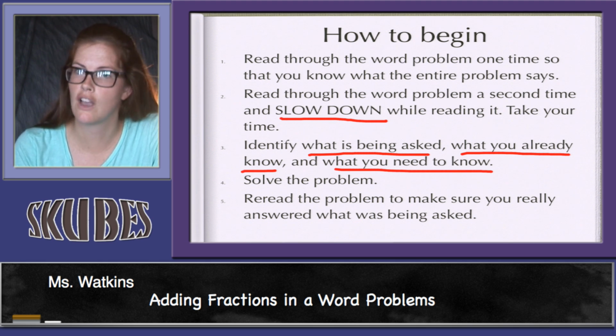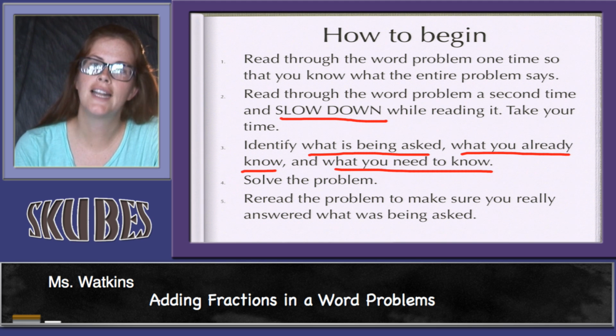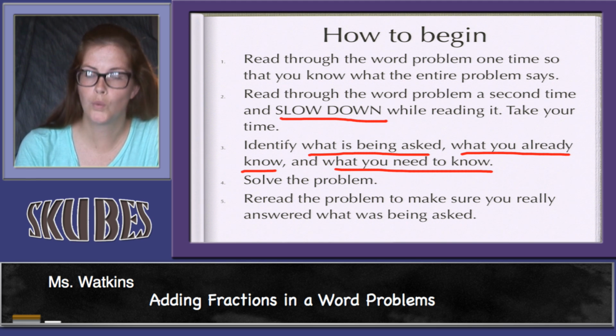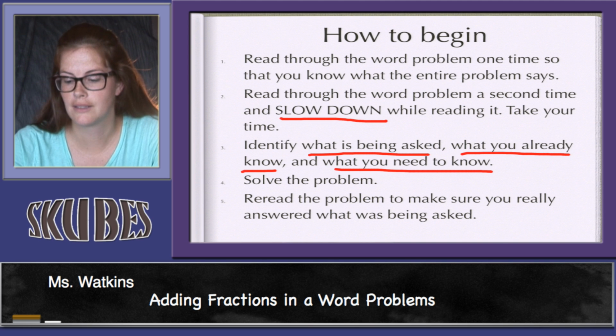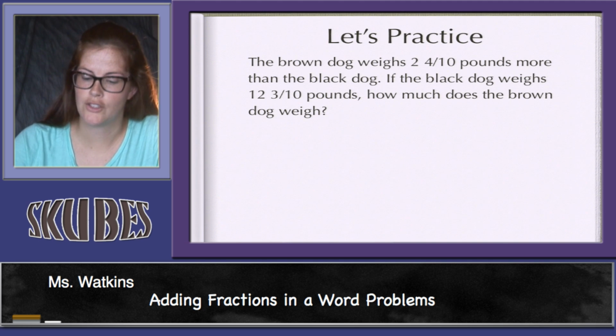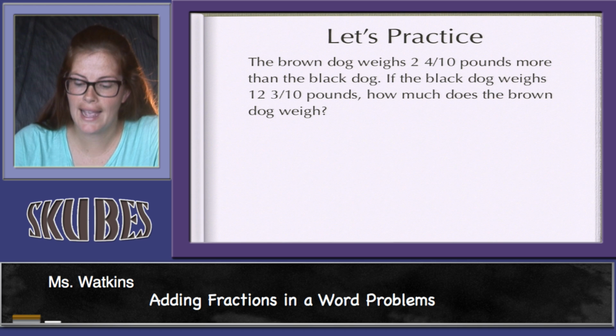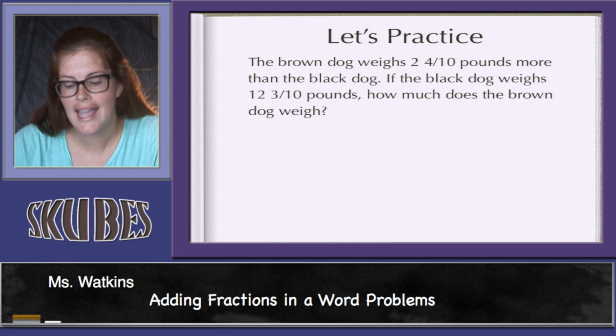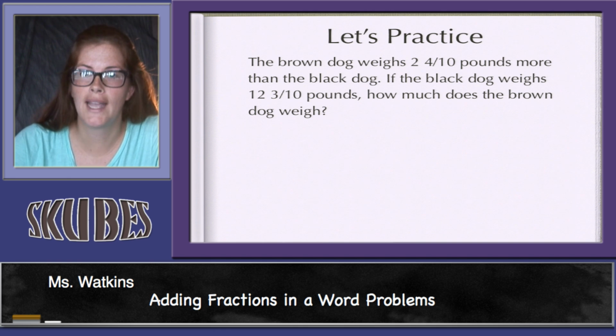The next step is to solve the problem. And finally, reread the problem to make sure you really answered what was being asked. All right, so let's practice. The brown dog weighs 2 4/10 pounds more than the black dog. If the black dog weighs 12 3/10 pounds, how much does the brown dog weigh?